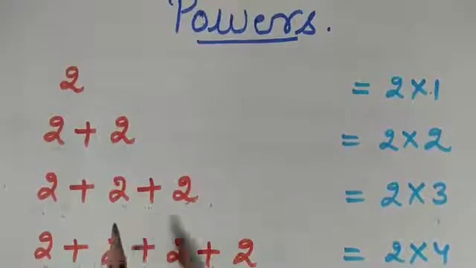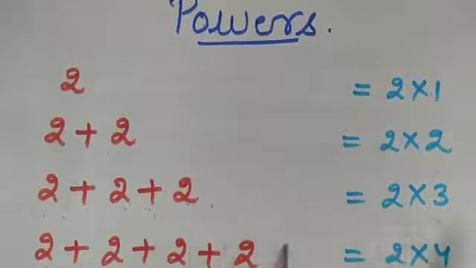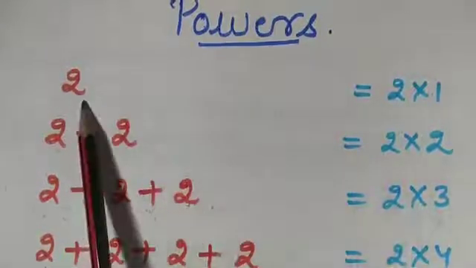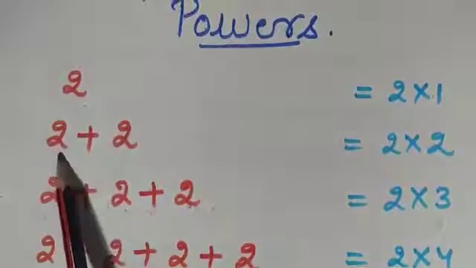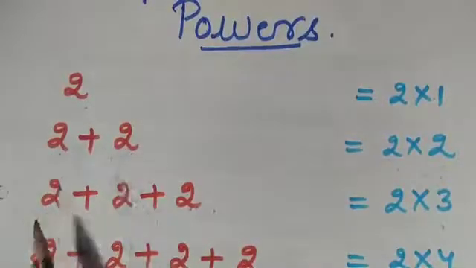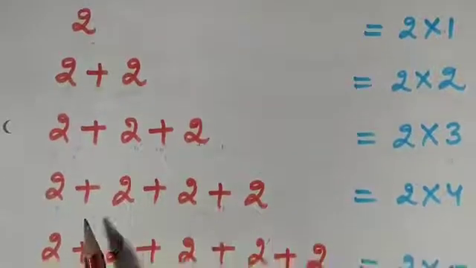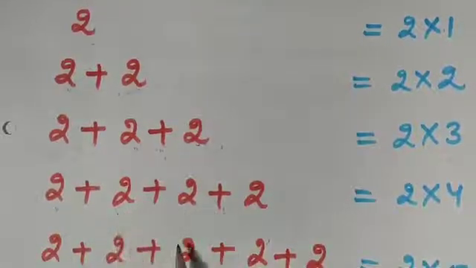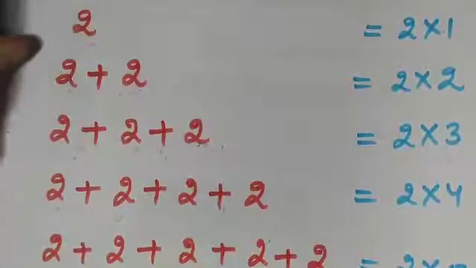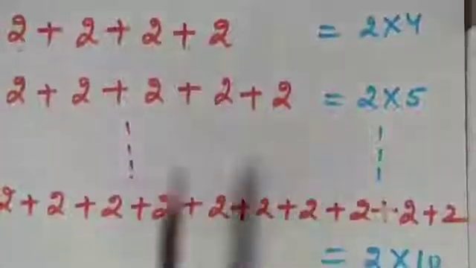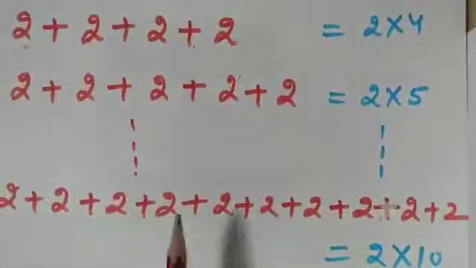What happens if we keep on adding 2 to itself? This is 2. Now this 2 is added twice. Again 2 is added 3 times. Then 2 is added 4 times, and so on. I can write 2 added 10 times.